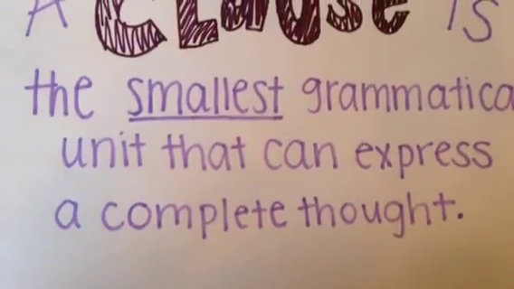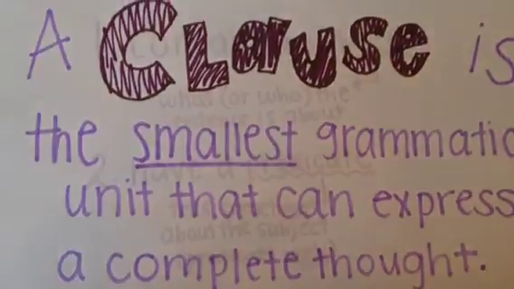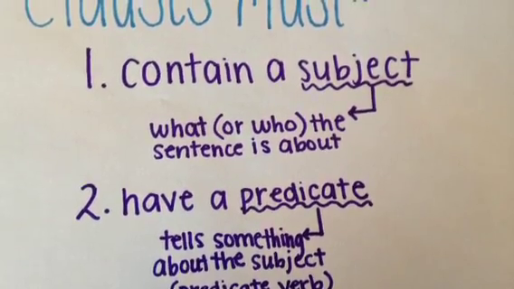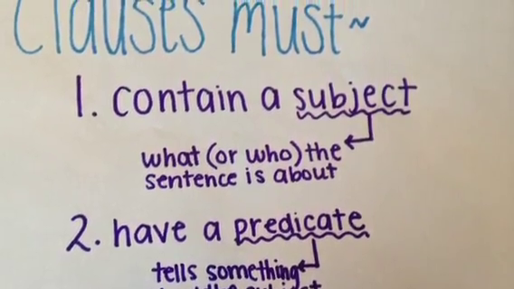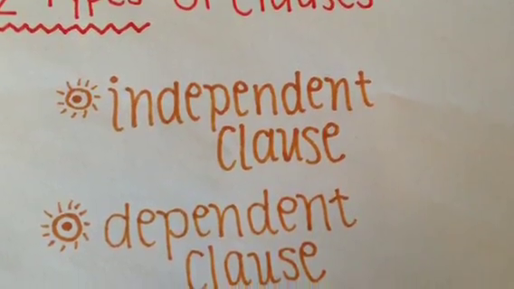A clause is the smallest grammatical unit that can express a complete thought in the English language. Clauses must contain a subject and have a predicate. A subject is what or who the sentence is about, and a predicate tells something about the subject. It's a verb. There are two types of clauses, independent and dependent.